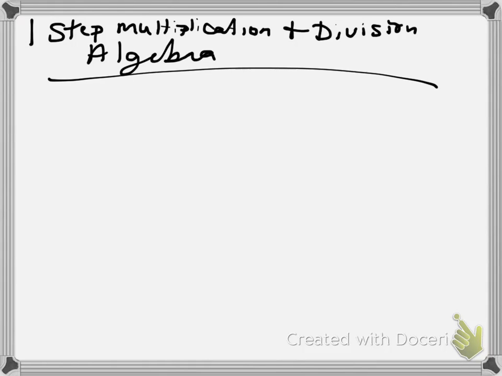Hi guys, this is your second video for one-step algebra. This one's going to include multiplication and division. So again, like I said last time, your goal is to have your variable alone. So that's all you're going to be looking for. So we're going to start off with 2x equals 10.